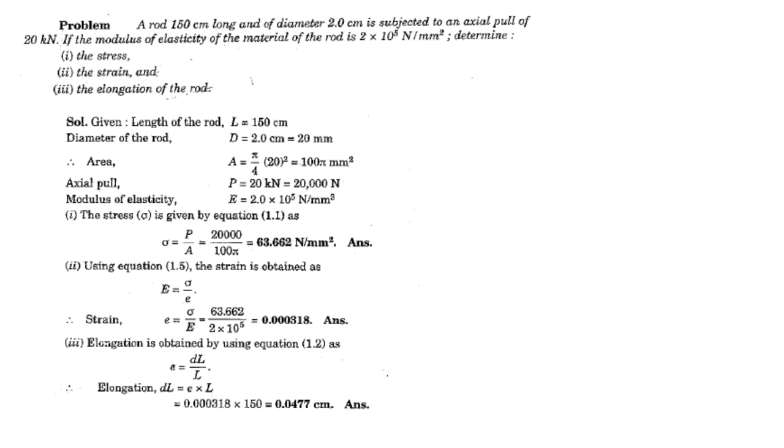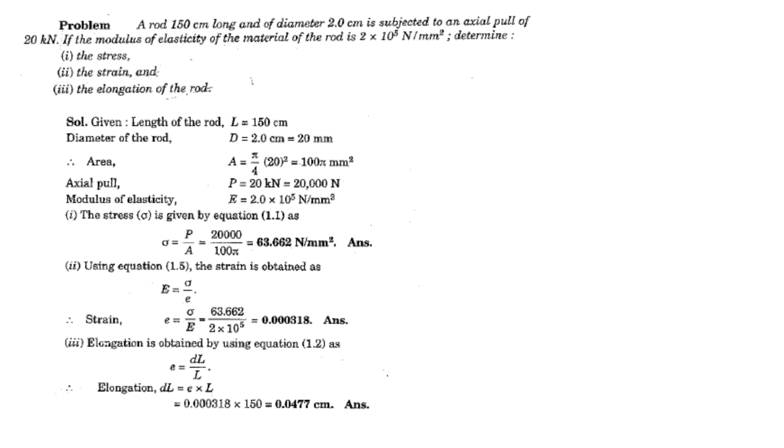Stress is equal to sigma is equal to load divided by area. So load is equal to 20 into 10 to the power 3 Newton, 20 kilonewton, divided by area. Area of the rod is equal to pi by 4 into d square, diameter is equal to 20 mm, therefore area of the rod is equal to 100 pi mm square, therefore stress is equal to 63.662 Newton per mm square.